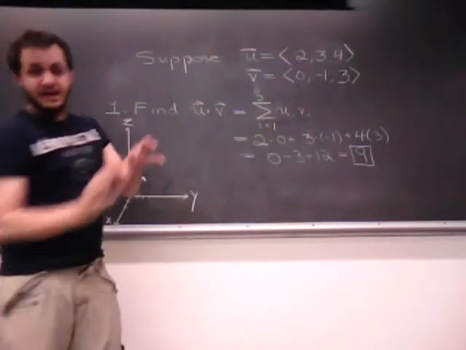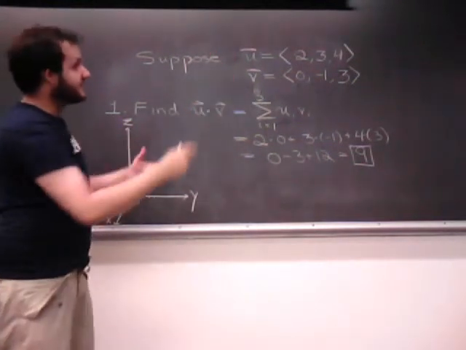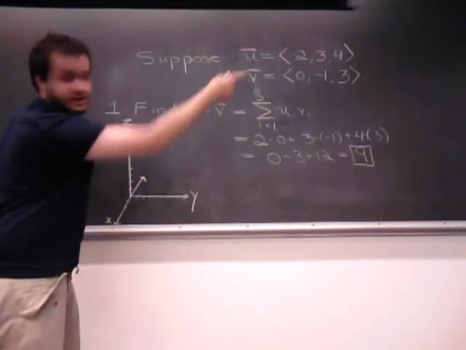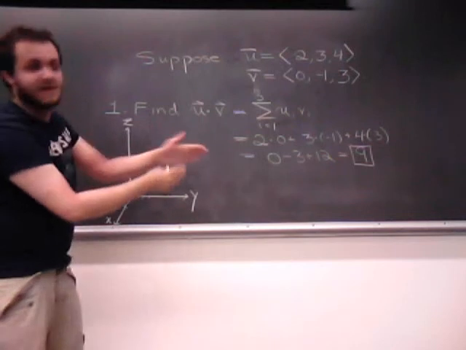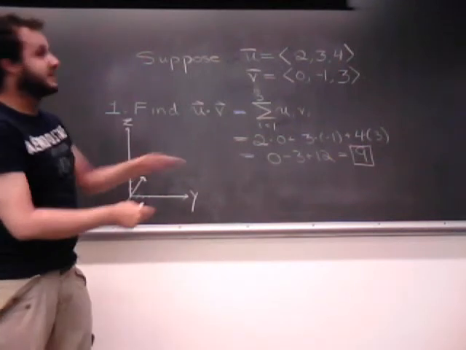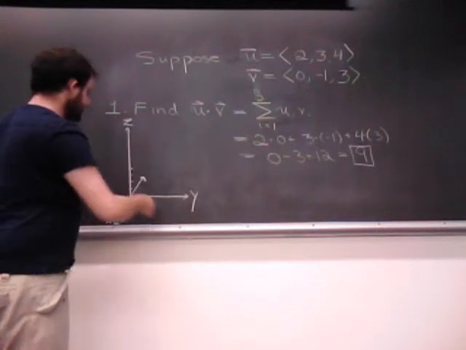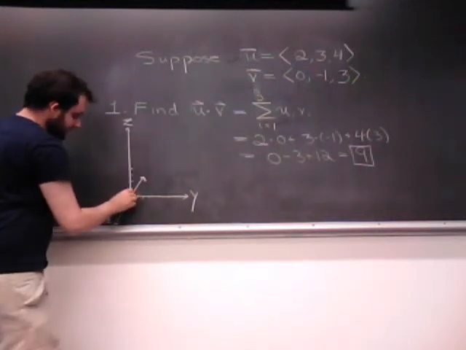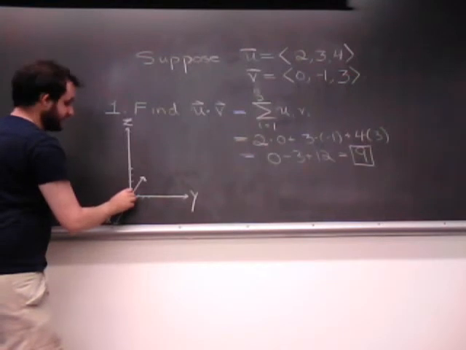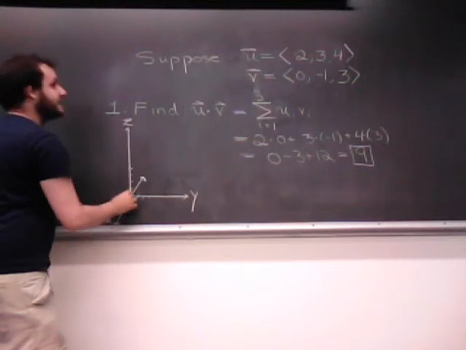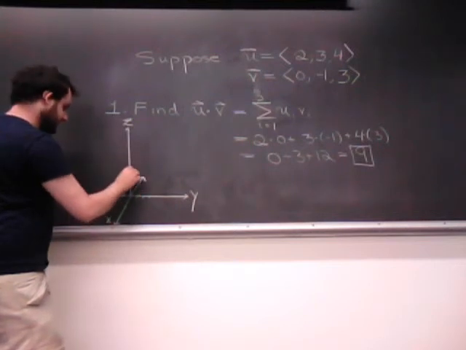And after exerting a force on it in that direction, it moves in the direction of 0, negative 1, 3. It doesn't move just in that direction, it actually moves that far. So 0, negative 1, 3: 0 in the x direction, negative 1 in the y direction, and then 3 in the z direction.